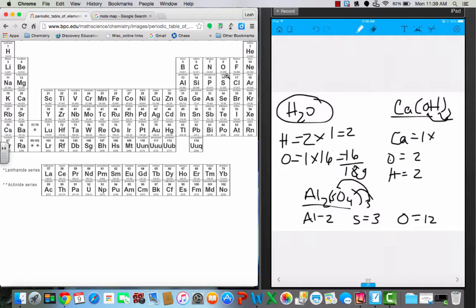If you look at calcium hydroxide, the formula mass of calcium is 40, oxygen is 16 again, hydrogen is 1, and so in this case 40, 32 and 2, so the formula mass of calcium hydroxide is 74 grams. And again, you can do the same for aluminum sulfate.